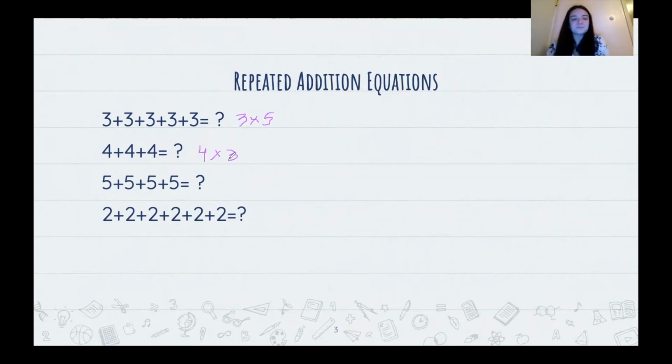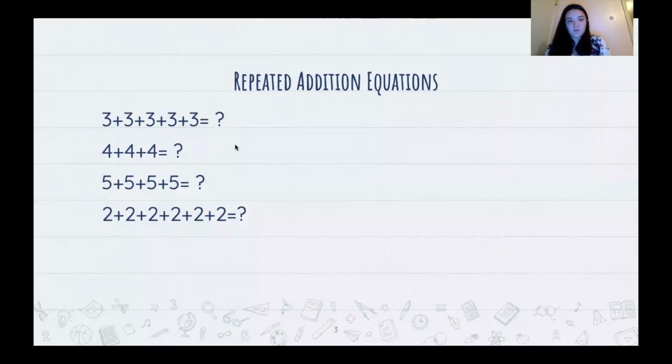So the next one we have 5 plus 5 plus 5 plus 5. We're going to take the number that we are repeating, which is 5, and multiply it by the number of times it is repeated. In this case, it is repeated 4 times. 5 times 4. Next we have 2 plus 2 plus 2 plus 2 plus 2 plus 2. The number we are repeating is 2, and we are repeating it 6 times. So our answer is going to be 2 times 6.